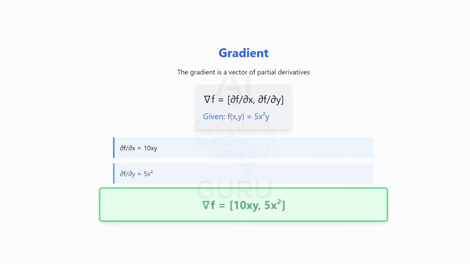Okay, that makes sense for one output, like a single loss value, but networks can have multiple outputs, right? Like predicting the probabilities for 10 different classes of images. How do you track change when you have multiple outputs and multiple inputs?